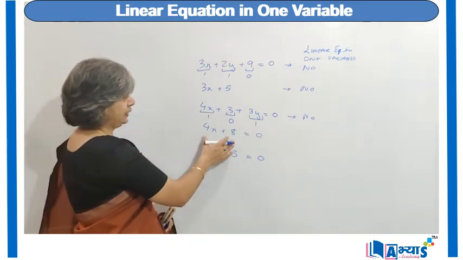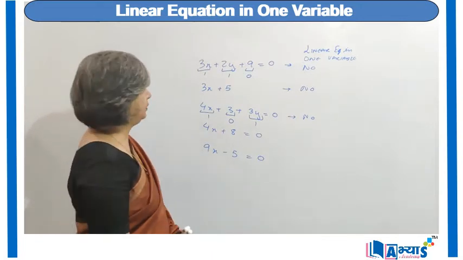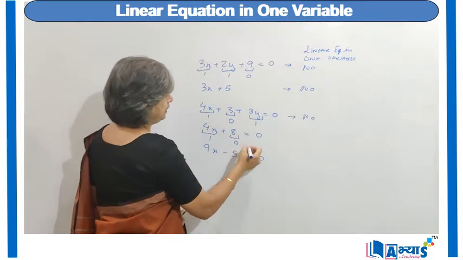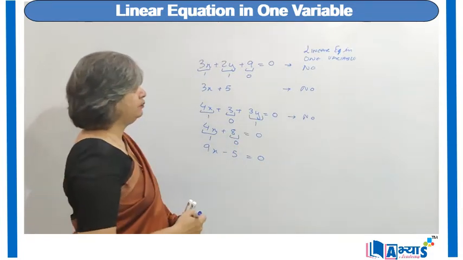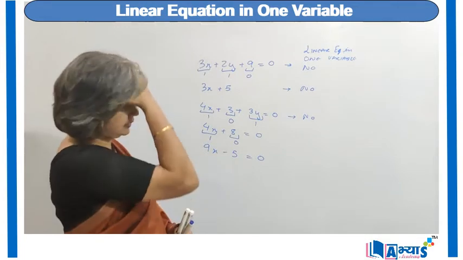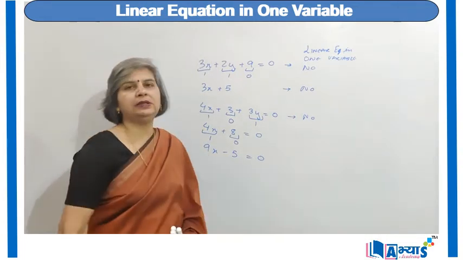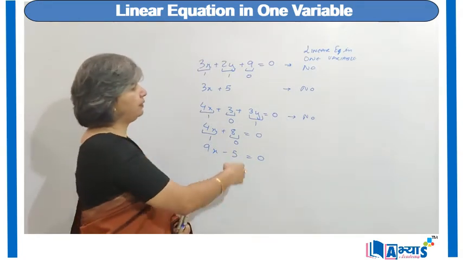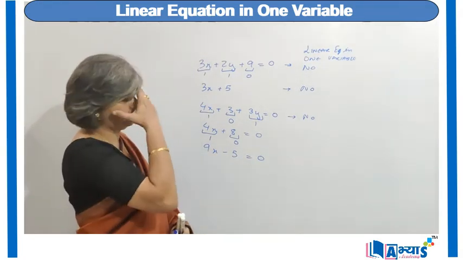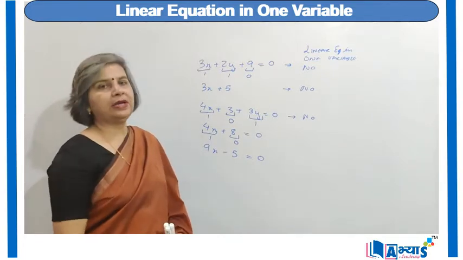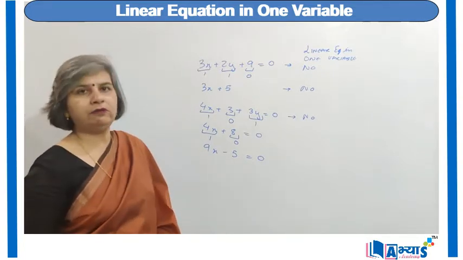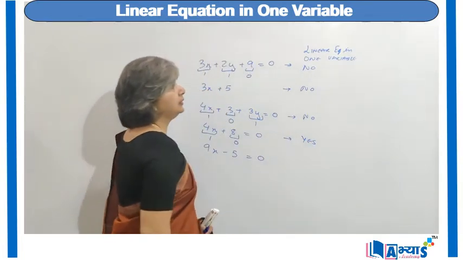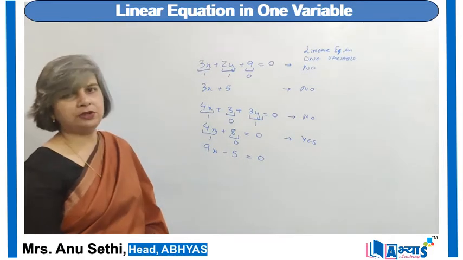Now let us take the fourth case. We have 4x plus 8 is equal to 0. Now 4x is of degree 1, 8 is of degree 0, and it is an equation because it has an equal to sign. It is a linear equation because all the terms are of degree 1 or less than 1, and we have an equal to sign. Moreover, it has only one unknown, that is x, so it is an example of a linear equation in one variable. So the answer will be yes.